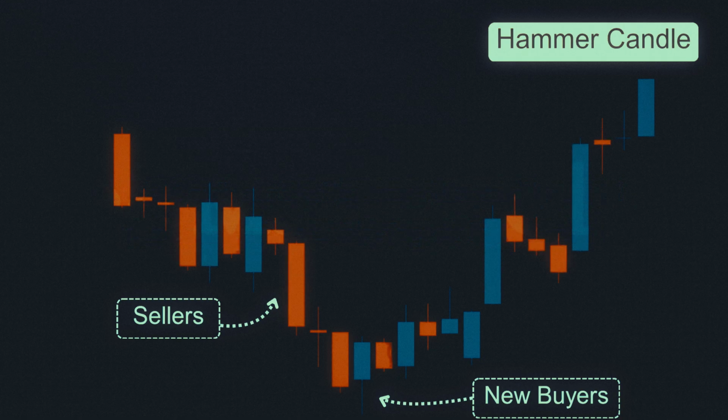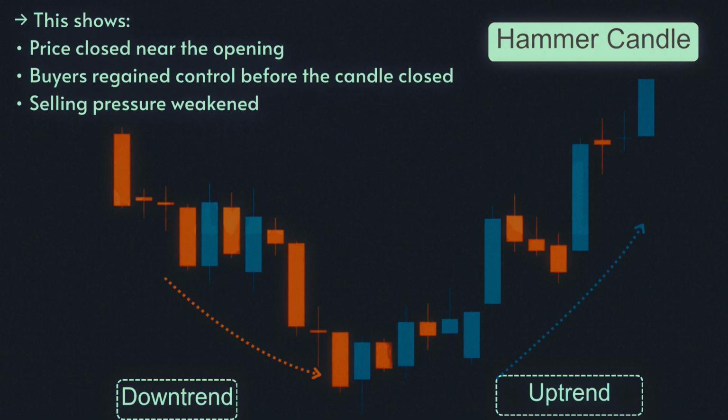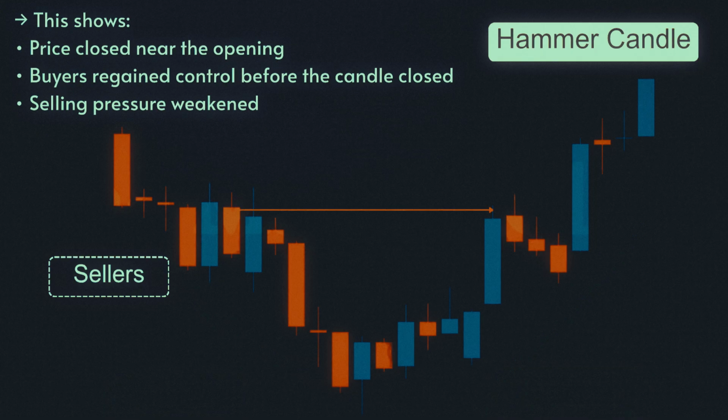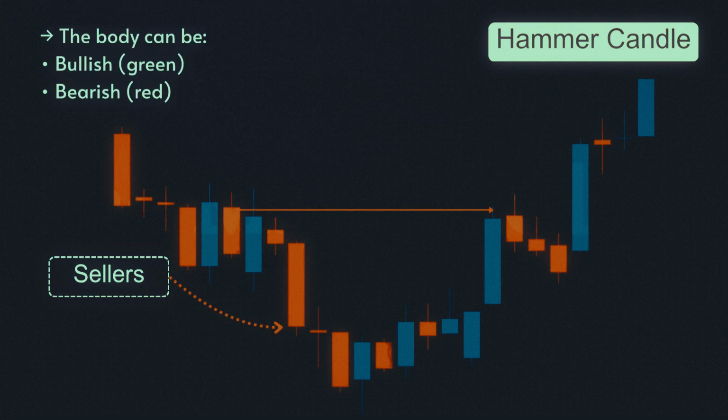And here's the kicker. That long lower wick needs to be at least twice the length of the body. Sometimes it's even 3 times as long. Oh, and the absolute non-negotiable rule here, it absolutely must appear after a clear downtrend. Without that prior drop in price, the whole pattern is completely meaningless.